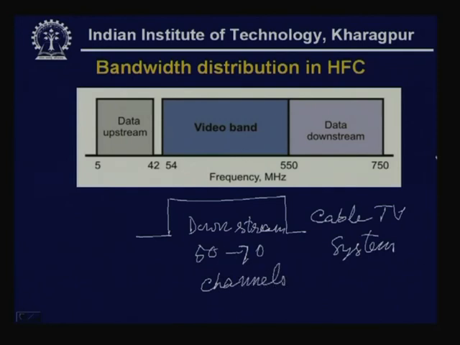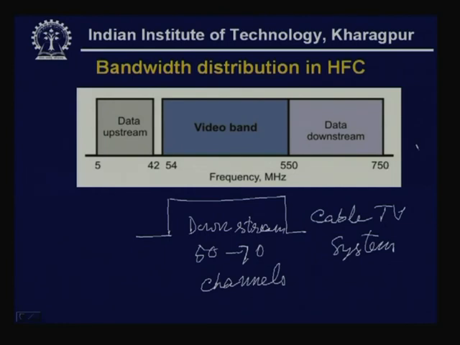But here we find we have got 3 distinct frequency bands. We have retained the video band, that is the downstream frequency band used for video distribution. In addition to that, there are 2 data bands, one is data upstream and another is data downstream. Data upstream band is from 5 to 42 and data downstream is from 550 to 750. We observe that the upstream bandwidth is much smaller than the downstream bandwidth.